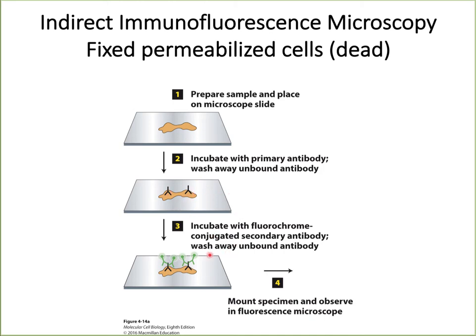And then you just add the secondary antibody, fluorochrome labeled. And you can see that in the same epitope, which is the Fc region, multiple antibodies are binding. So this is the signal amplification that we were talking about. And then you just mount the specimen and view under the fluorescence microscope.